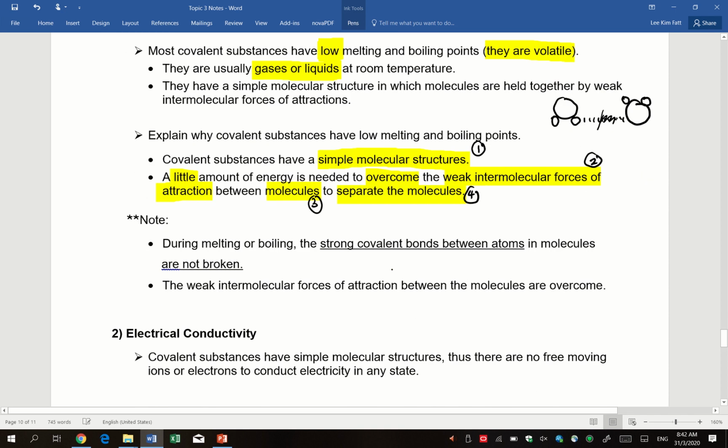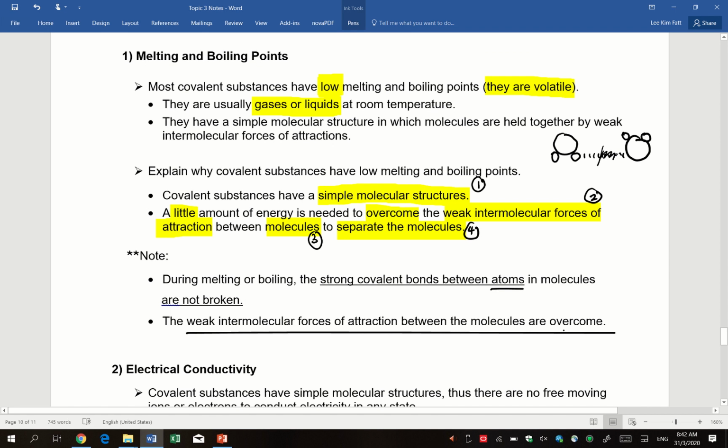Okay, so you can see the notes over here. Take note, during melting or boiling, I am not actually breaking the strong covalent bond between the atoms. It is the weak intermolecular forces of attraction between the molecules, like what I've just shown you over here, that are overcome. So that is the explanation for why covalent substances have low melting and boiling point.